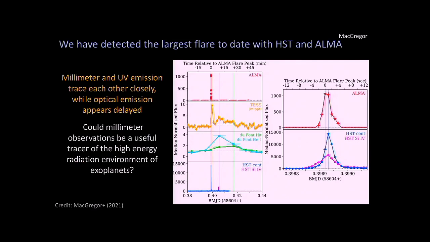So this is sort of a highlight. This was the brightest flare that we detected, and in fact, it's the brightest flare we've ever seen from Proxima Centauri to date. Stepping through this, the left panel is showing the multi-wavelength coverage in wavelength from longest with ALMA all the way down through TESS, DuPont, where we have H-alpha and helium-1 here, and then Hubble, both the continuum level from the star and focusing on the silicon 4 line, which is a known flare tracer. The right is zooming in on just the ALMA data and the Hubble data to show the comparison of those two. So a few things to note about this flare.